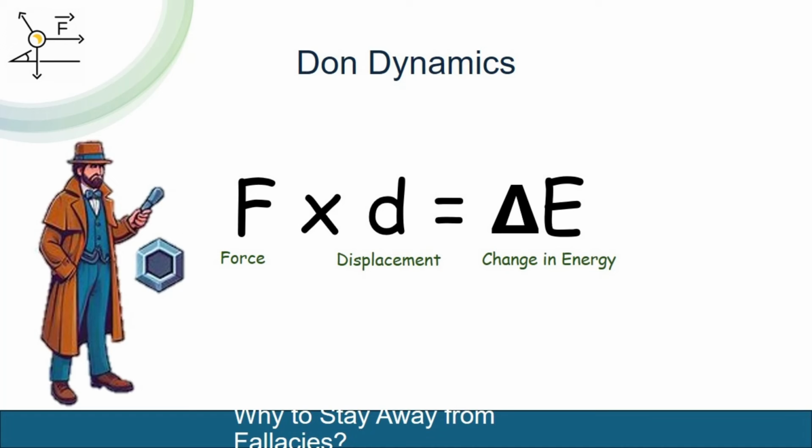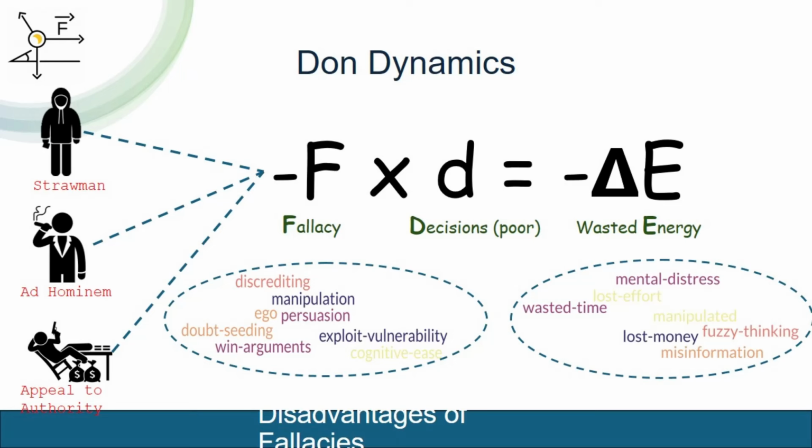And in casual conversations, this might be unintentional, but when employed by agencies, they're usually with negative intentions like manipulation or persuasion, boosting your ego or exploiting your vulnerability, or even as simple as winning an argument. So when you make a move, when you make a decision, most probably a poor decision unfortunately, based on the force of fallacy acting upon you, you end up with wasted energy. And wasted energy could manifest in different forms, like mental distress, waste of capital, or lost effort, fuzzy thinking, or even spread of misinformation.